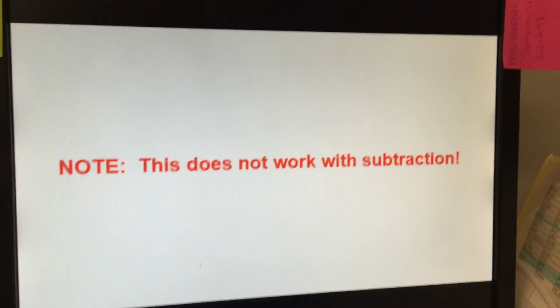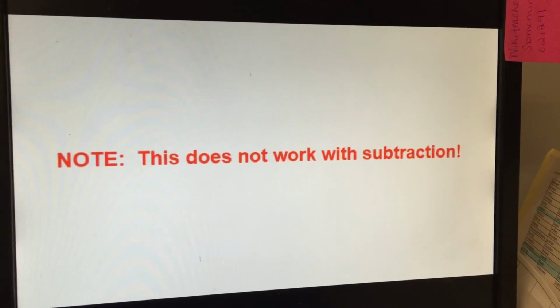This does not work with subtraction. You cannot do this with subtraction, only addition.